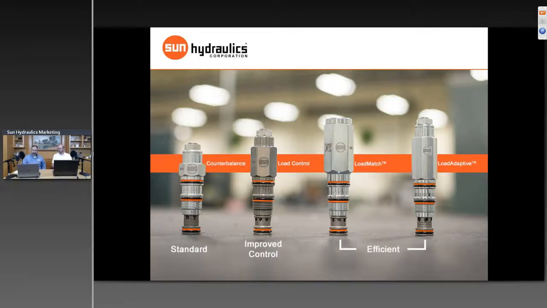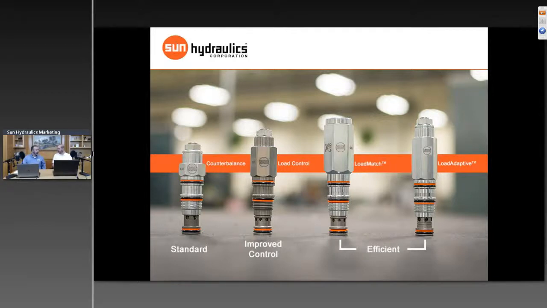Okay. So beyond that, we have the two new ones, the load match and the load adaptive. The general thought there is if you're coming at the problem with efficiency in mind, you want to save some energy, the similar logic holds. So if you're already using a standard counterbalance valve, you're happy with the performance, you'd just like to save a little energy, that would be a great time to consider the load adaptive counterbalance valve. Same functional characteristics, just more efficient. If you're in an application where you've already found that you needed the load control valve to maintain good control and stability, and you'd like to save energy, that's when you would want to consider a load match.